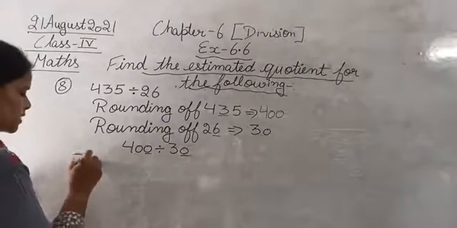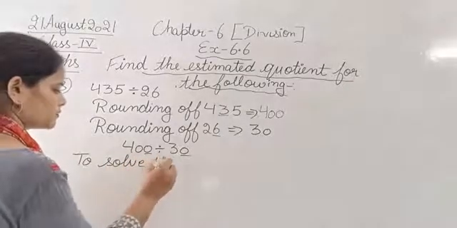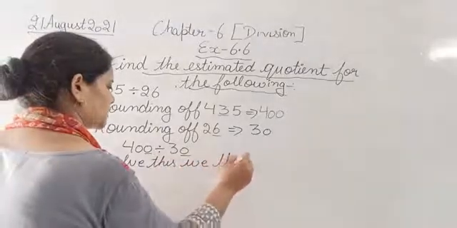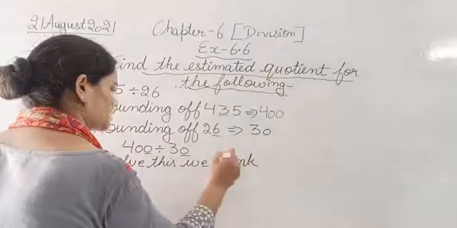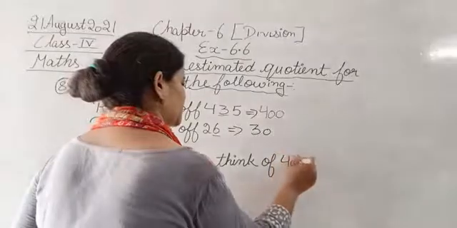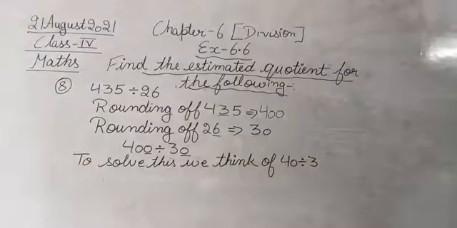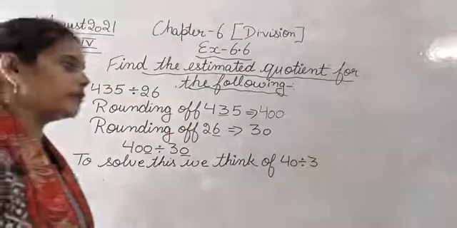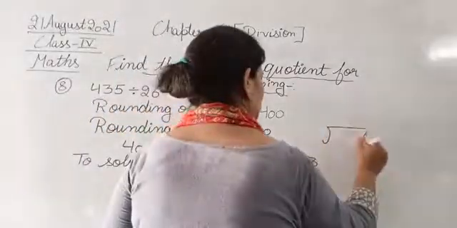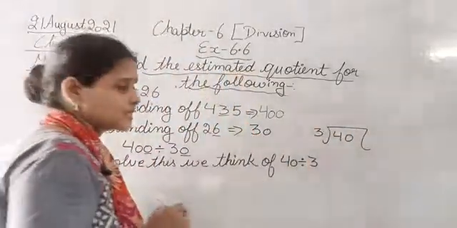So let's write the statement. To solve this, we think of 40 divided by 3. Now we are going to solve this by this method. So let's do the division. 40 divided by 3.